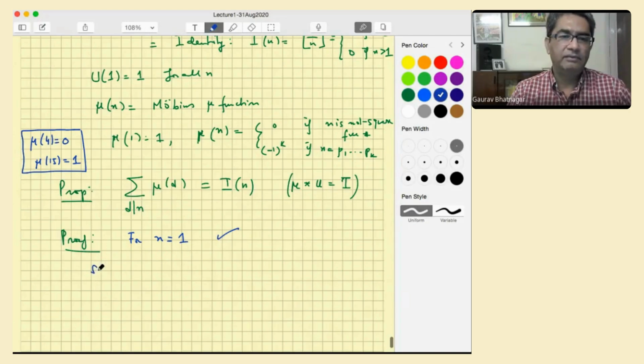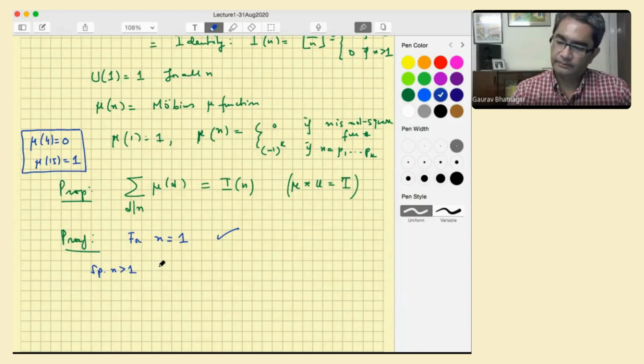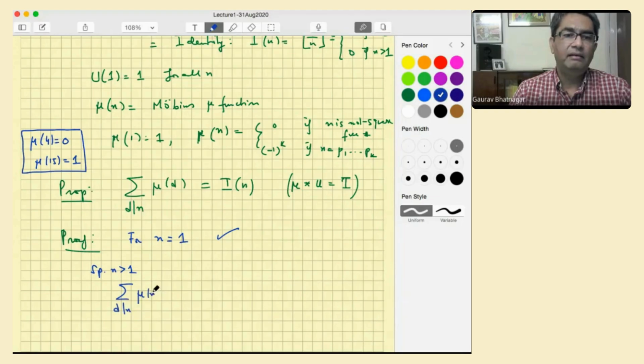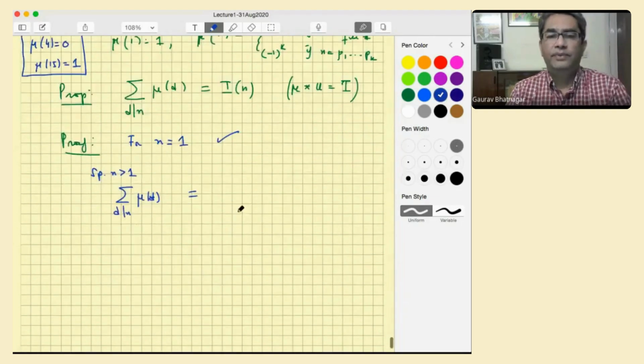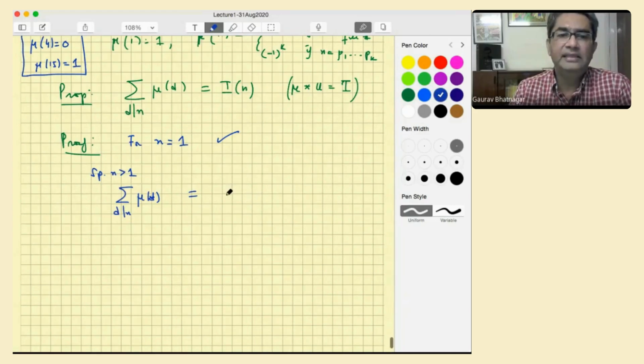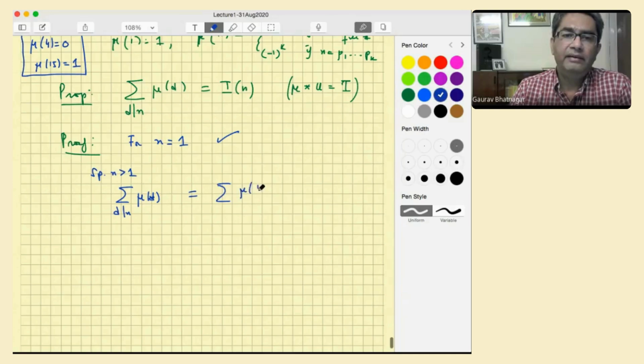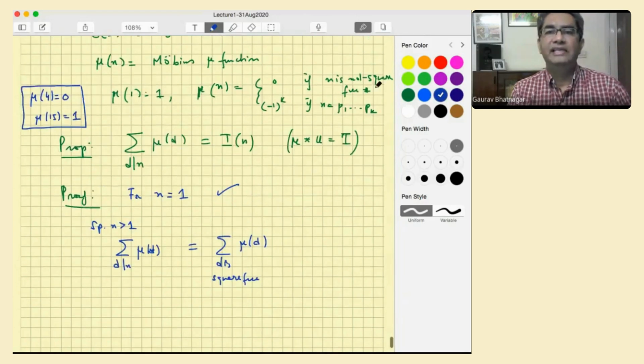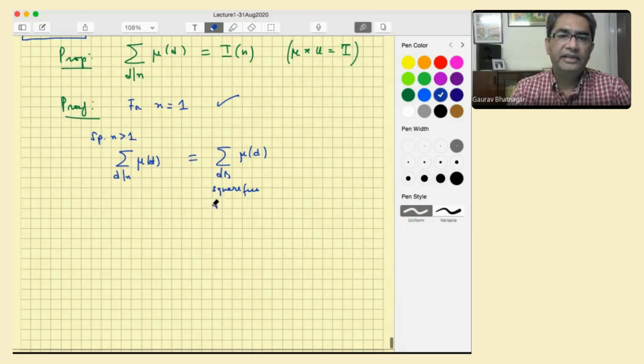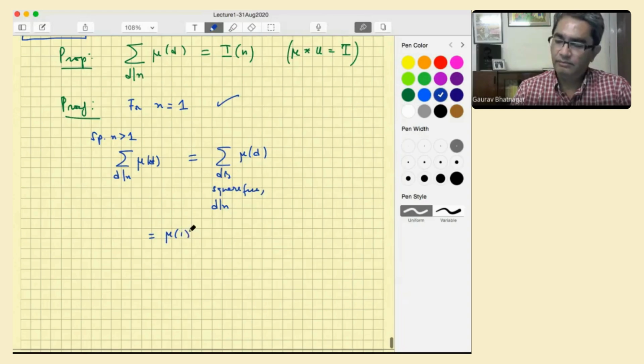So suppose n is bigger than 1. For this sum over d dividing n of mu of d, we might as well just say that it is the sum of mu of d where d is square free, because when d has squares, mu is 0. So d divides n, but d is square free. Let's say the first term is mu of 1, because d equals 1.